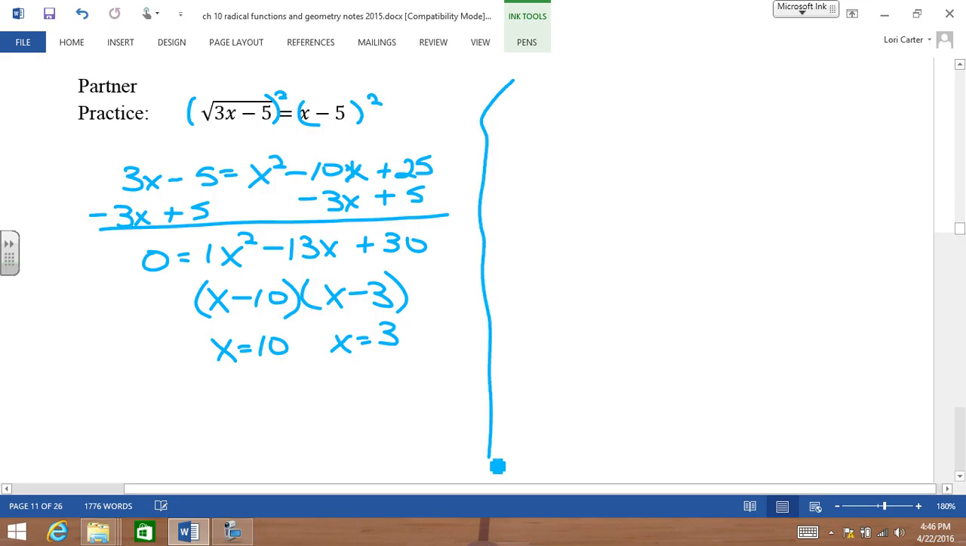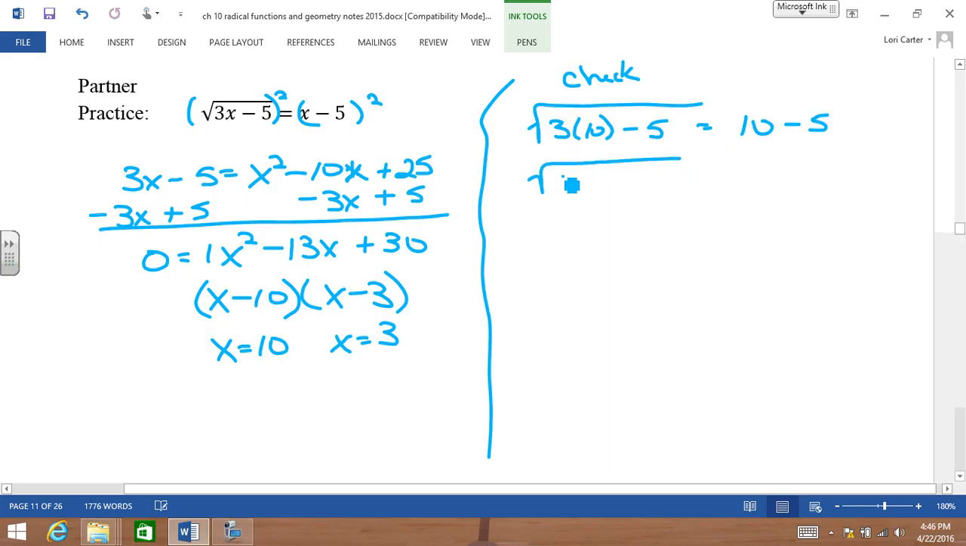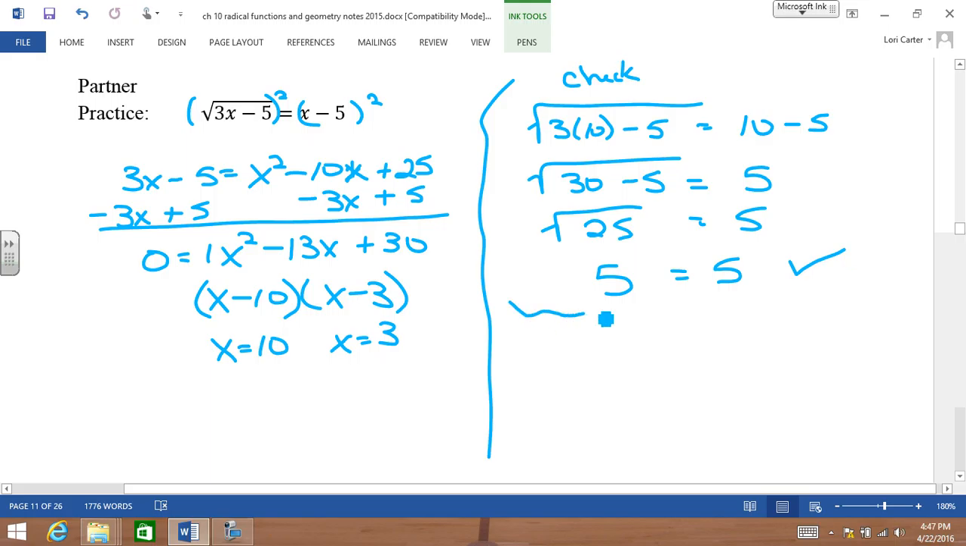So over here is our check. So we go the square root of 3 times 10 minus 5 equals 10 minus 5. So this is the square root of 30 minus 5, which is the square root of 25 over here, and that equals 5. So now I go over here, 10 minus 5 is 5, all the way down. 5 equals 5, this checks, so one solution is 10.